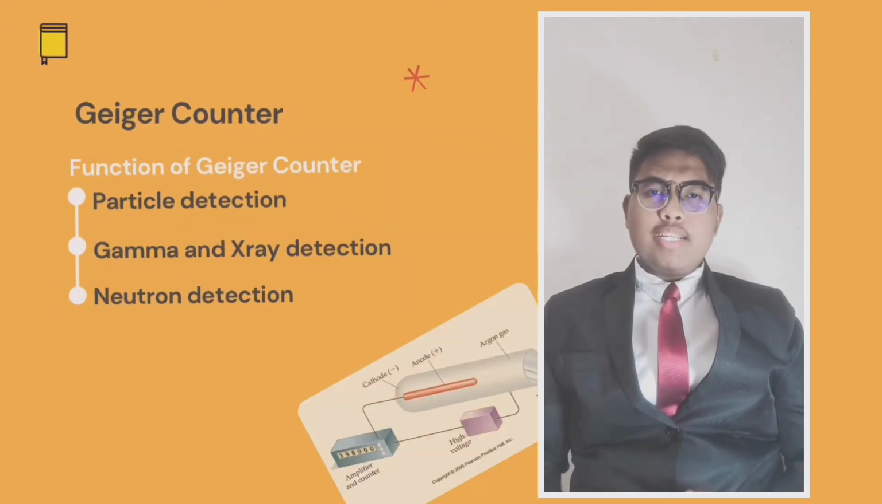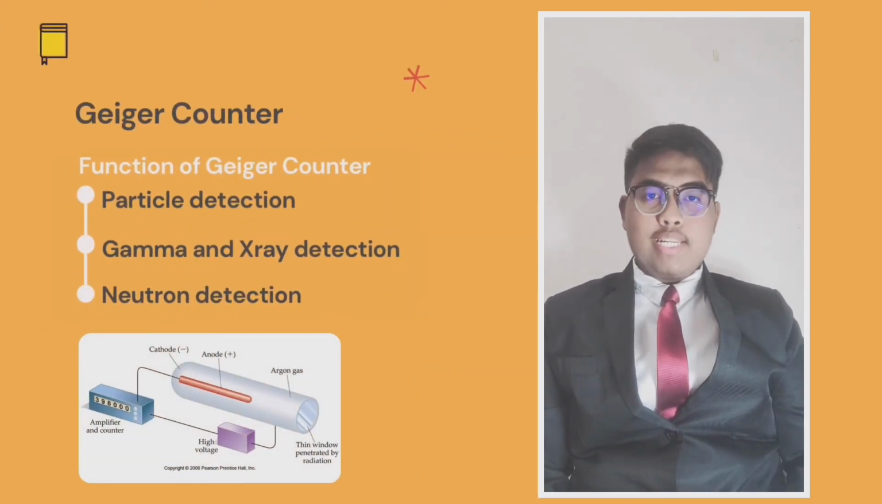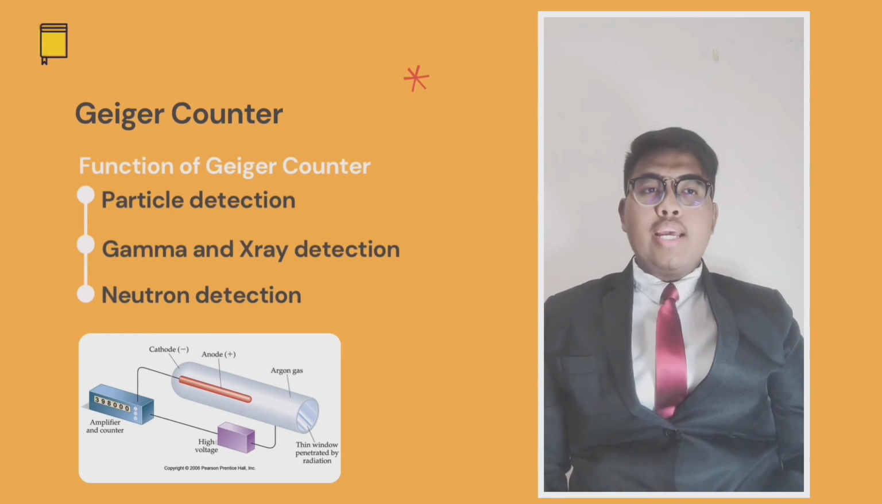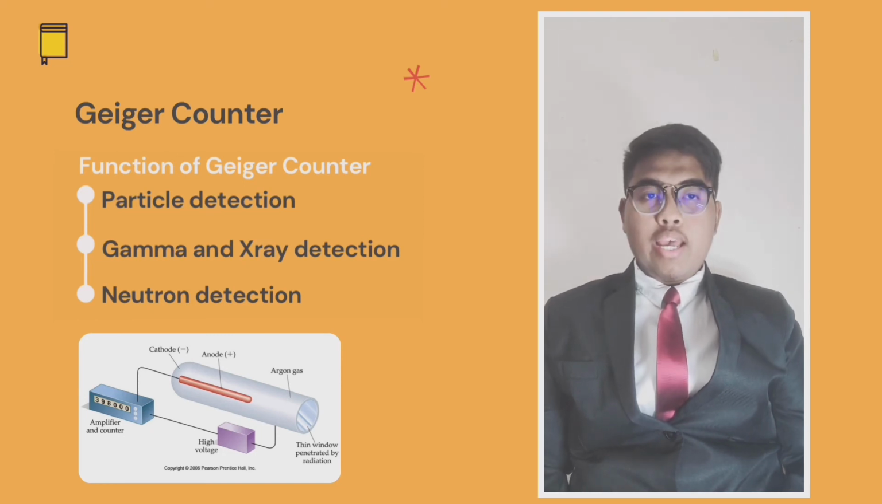The functions of the Geiger counter. The first is particle detection. It detects alpha and beta particles. For alpha particles and low energy beta particles, the end window type of Geiger tube has to be used, as these particles have a limited range and are easily stopped by a solid material.